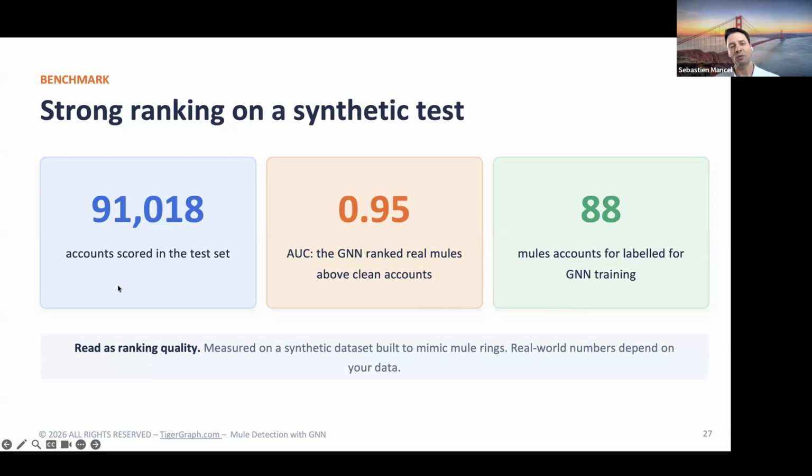The most important point is that we only provided 88 Mule accounts for training. We intentionally kept that number limited so that the model could not simply memorize known Mule accounts. It had to learn the underlying graph patterns associated with mule behavior. So the model did not just rediscover accounts it had already been told about. It had to apply what it learned to accounts it had not previously seen as fraud. This is where GNN and graph really matter, because the graph provides the network signals, and the GNN learns from those signals, combines them into Mule-like behavior, and then uses that learning to prioritize unknown accounts for investigation.